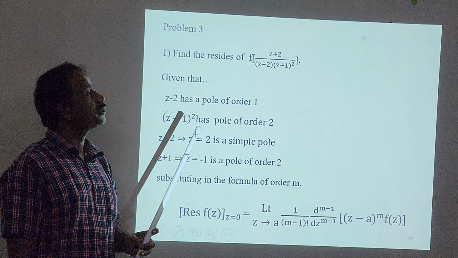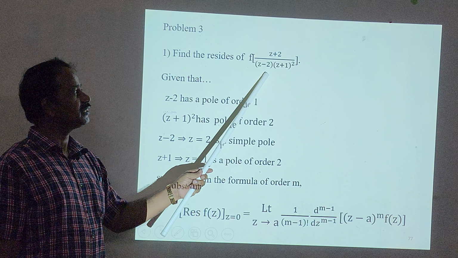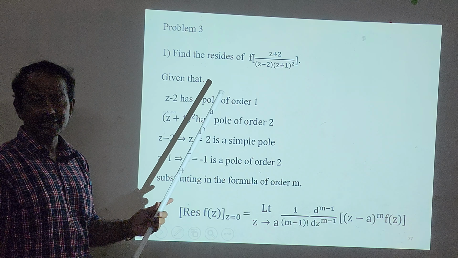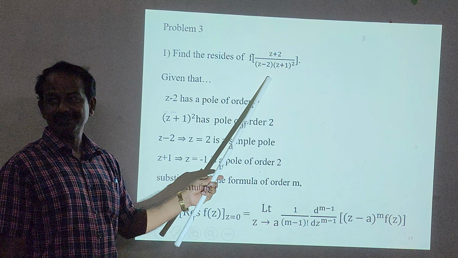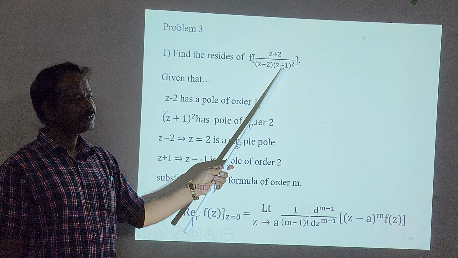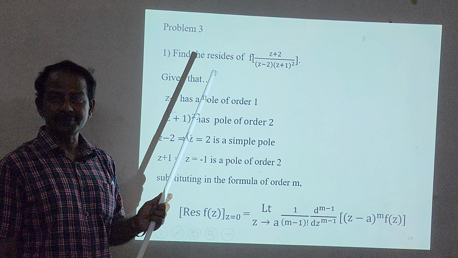So we'll go for problem 3. Find the residues of f of z. So f of z is given as z plus 2 divided by z minus 2, z plus 1 whole square. Now we have two terms here. This is of order 1, this is of order 2. Very simple one. Very important 1 mark question. Okay, often it will be asked.